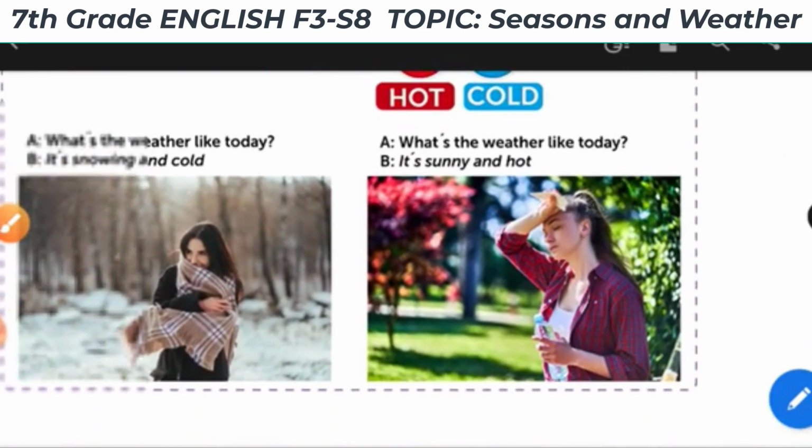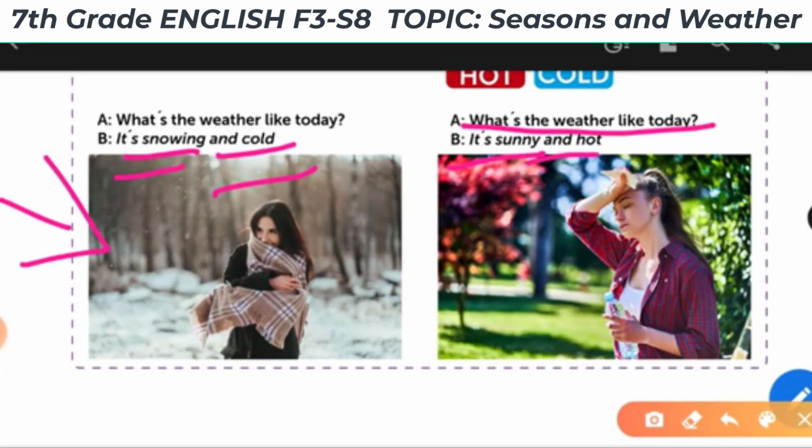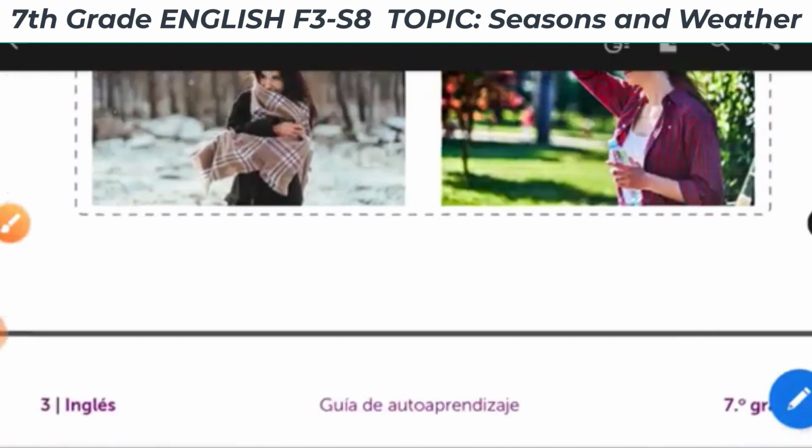Now let's pay attention to the picture. What's the weather like here? What's the weather like today? It's snowy and cold. It's snowy and cold. What's the weather like today? It's sunny and hot. It's sunny and hot.